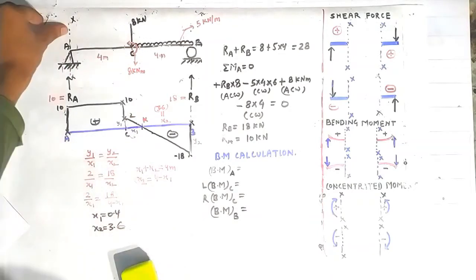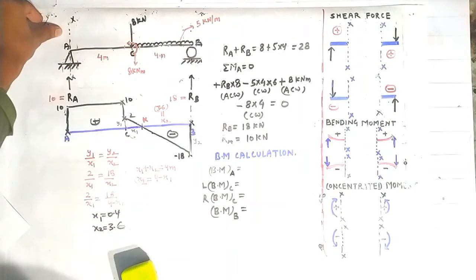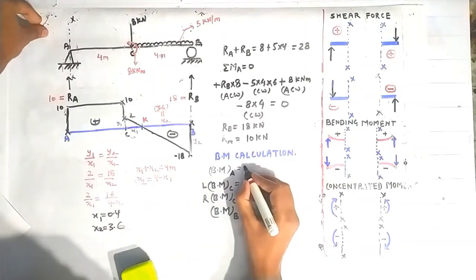Now looking on the left side of this section, first of all we have to know the definition of the bending moment. The definition says that the bending moment at any section is defined as the summation of all the moments either on the left side of a section or on the right side of a section. So here we treat the left side. On the left side of this section XX, you can see that nothing is lying. So the bending moment at the point A is 0.